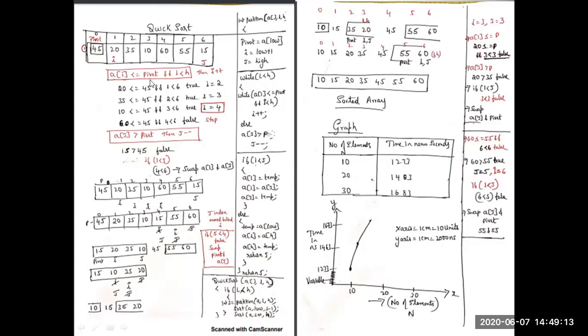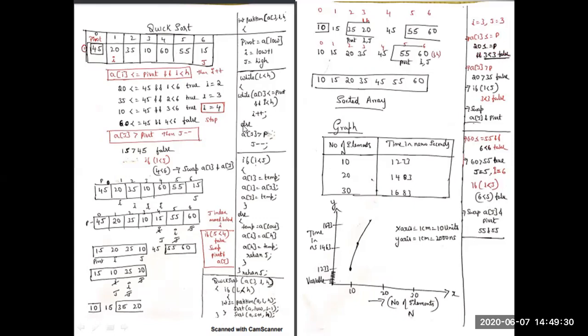Increment I, it comes here. Next, 10 is less than or equal to 45, and index 3 is less than 6, yes, true. Increment I, it will come here. 60 is less than or equal to 45, it becomes false. At that time, I index will be pointing to which one here? The fourth one. Okay.